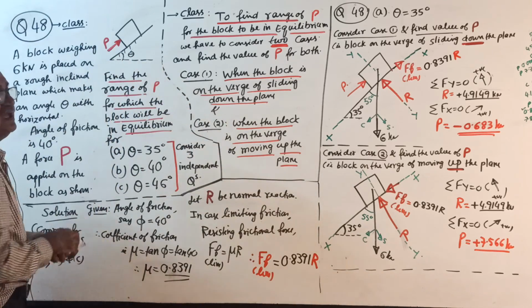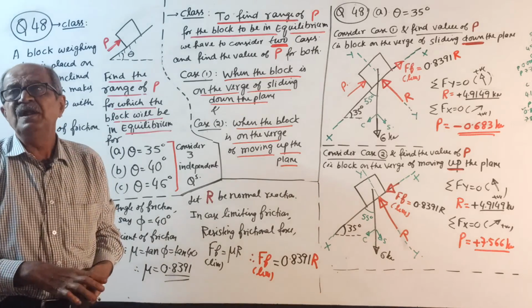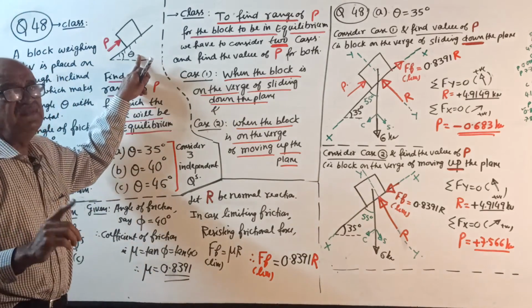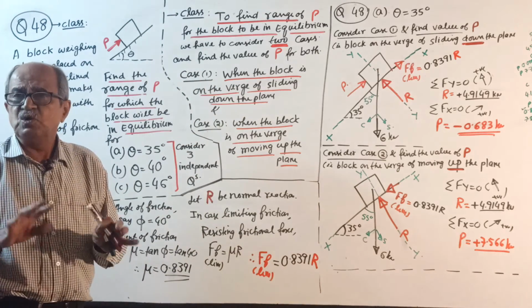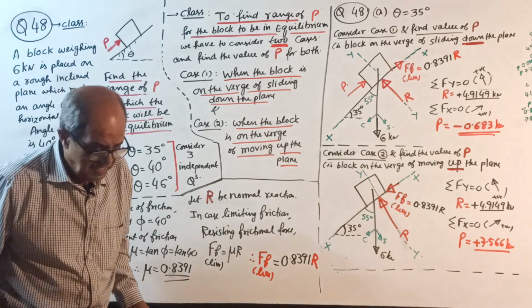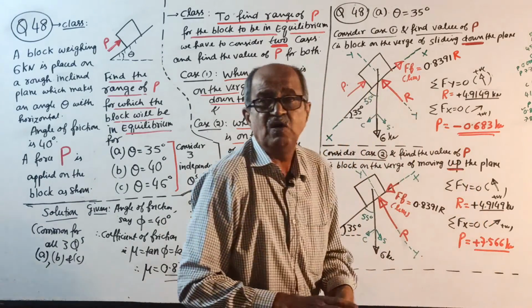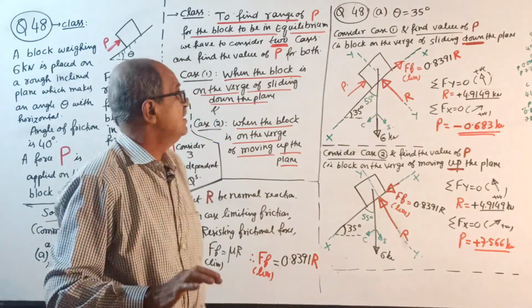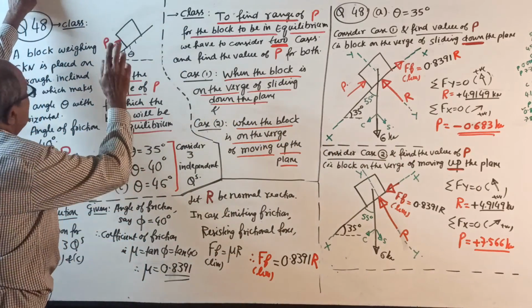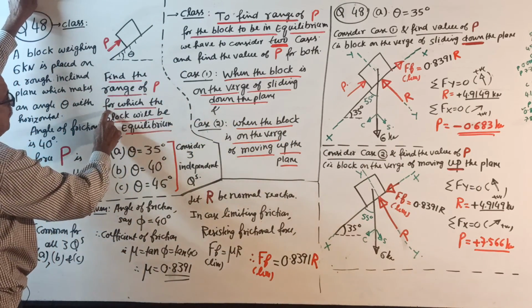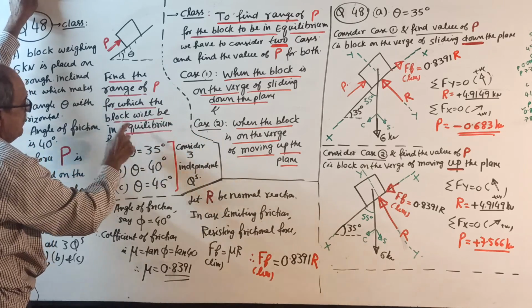So here, theta is not unknown. It is given, but 3 questions are there. I will tell you why 3 questions. First, I will solve the question. Then, I will explain the concept. Those who are interested in learning the concept, at the end I will explain. Okay, now start. Find the range of P for which the block will be in equilibrium.